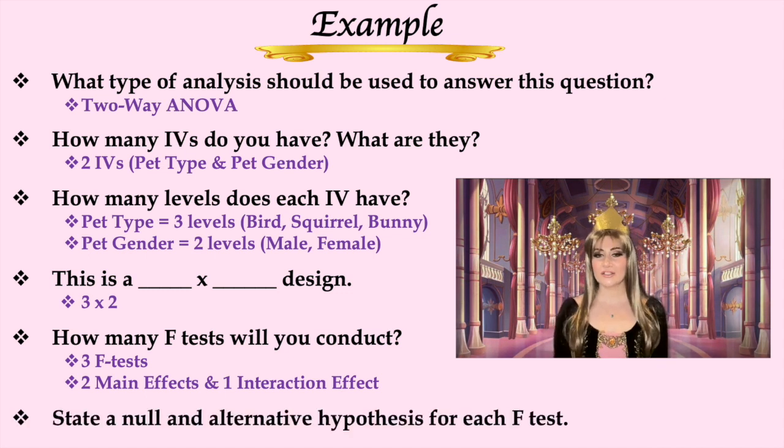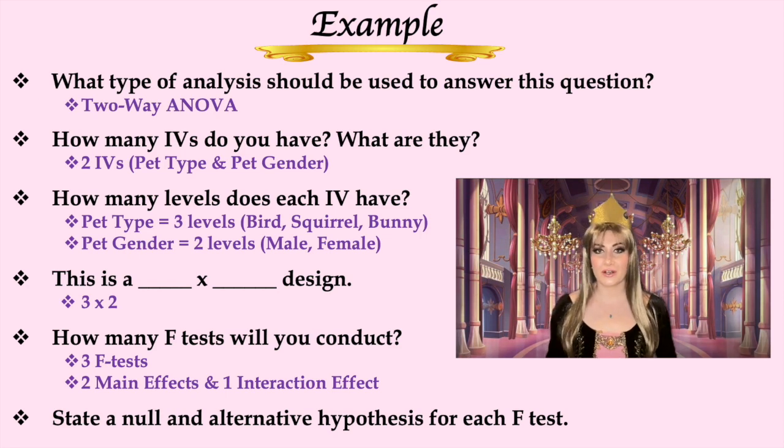State a null and alternative hypothesis for each F-test. All right, so this is where things might get a little bit tricky, but don't panic. All you have to do is think of a sentence for each possible effect. So if I have 3 possible effects, it means I'm going to have 3 different null hypotheses, and I'm also going to have 3 different alternative hypotheses.